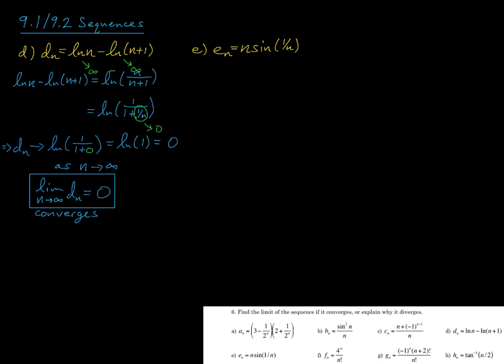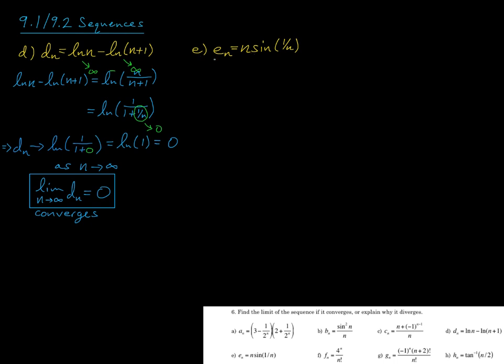And see, as n approaches infinity, 1 over n goes to 0. And so that says the sequence d sub n will approach the natural log of 1 over 1 plus 0, which is just the natural log of 1, and the natural log of 1 is 0. And so here, the sequence d sub n converges to 0. All right. How about part E?